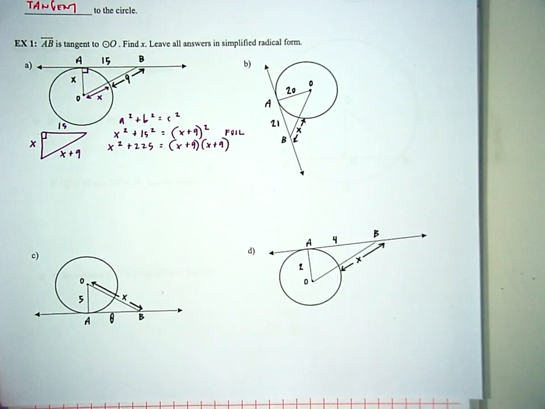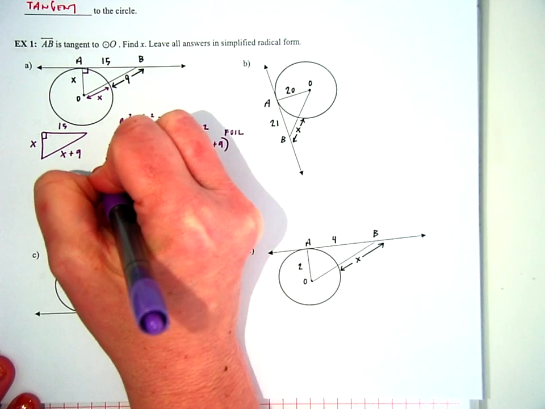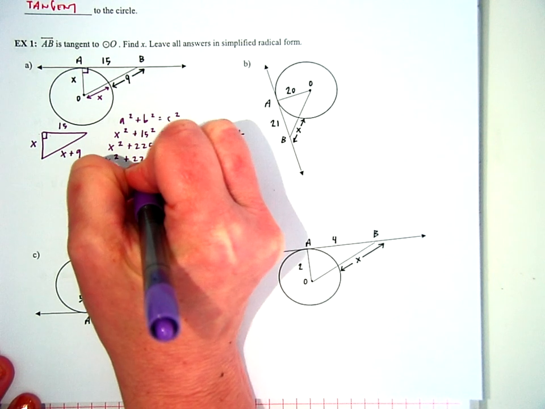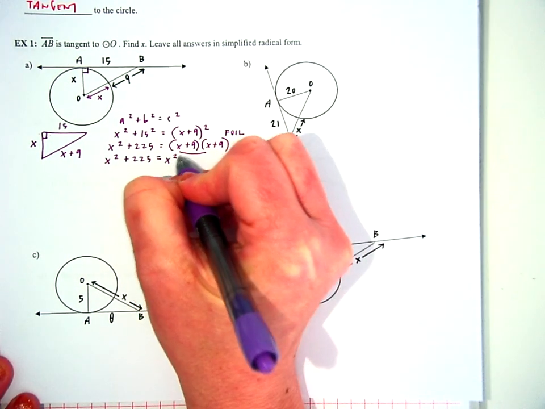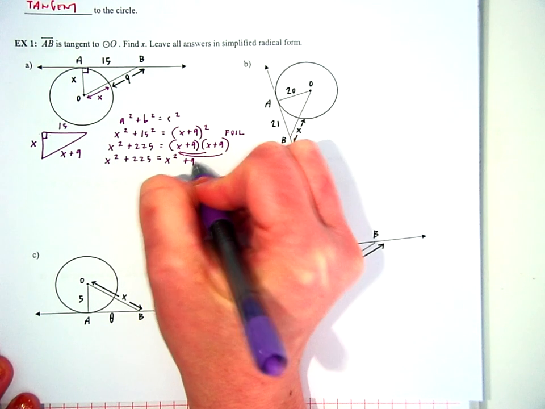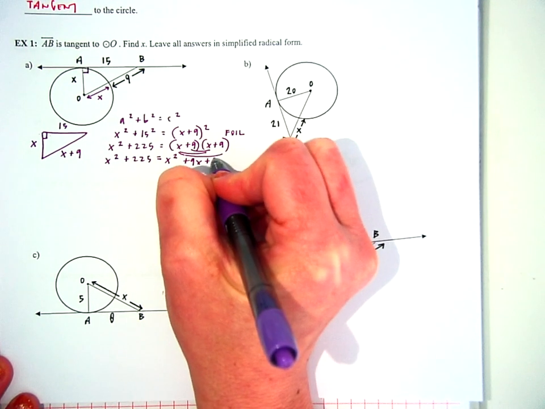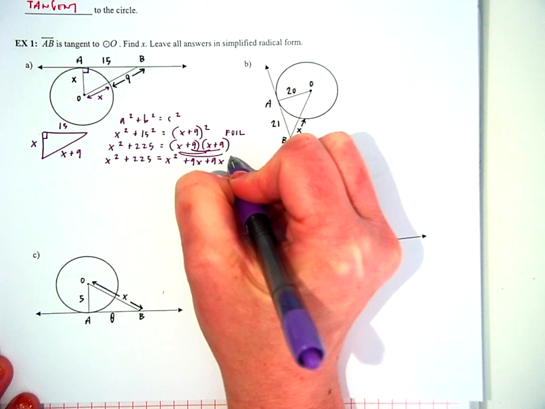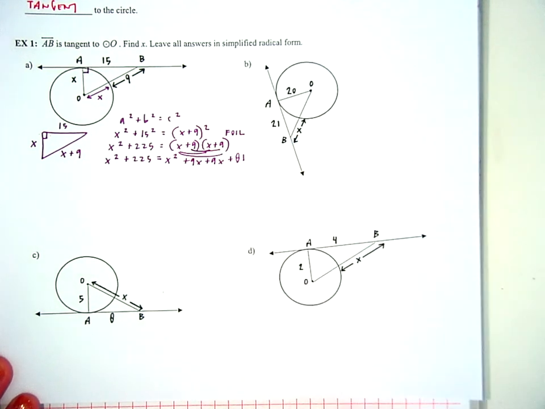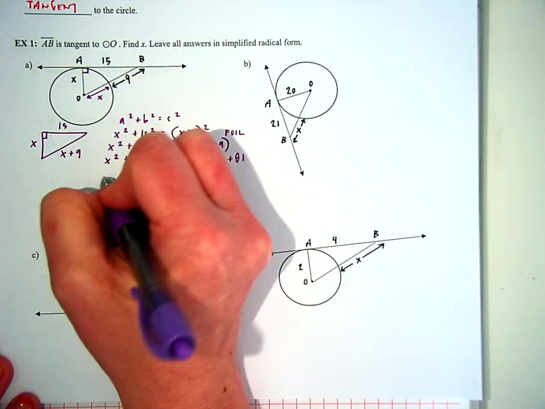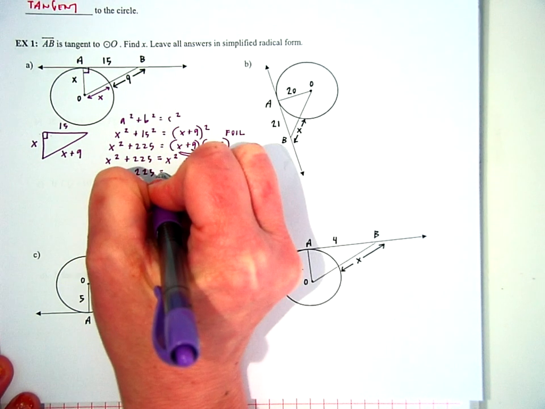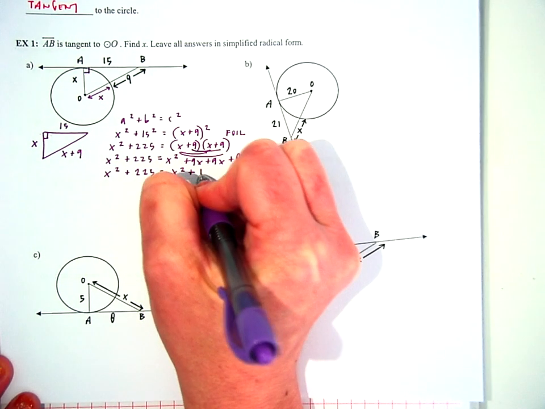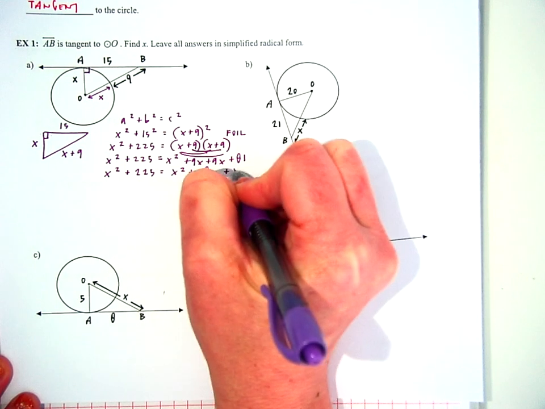So the first, the outer, the inner, the last. Let me, again, do one more step. I have x squared plus 225 is equal to, well, my first part here is x squared. My outer is plus 9x. My inner is plus 9x. And my last is plus 81. So now I'm just going to combine my like terms and clean it up. x squared plus 225 equals x squared plus 18x plus 81.